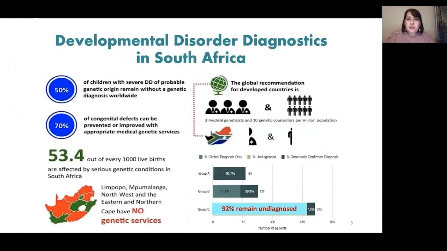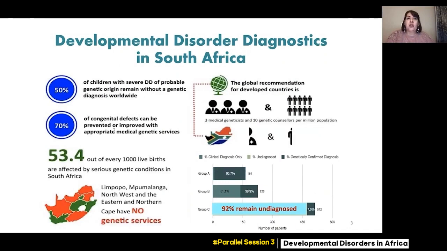We know that despite several decades of research and development, about half of children with a developmental disorder remain without a diagnosis. And unfortunately, the picture in Africa is much more dire. In South Africa, the majority of the country does not have access to genetic services, and we fall far short of the global recommendation for the number of medical genetic specialists and genetic counselors required to offer an appropriate service.